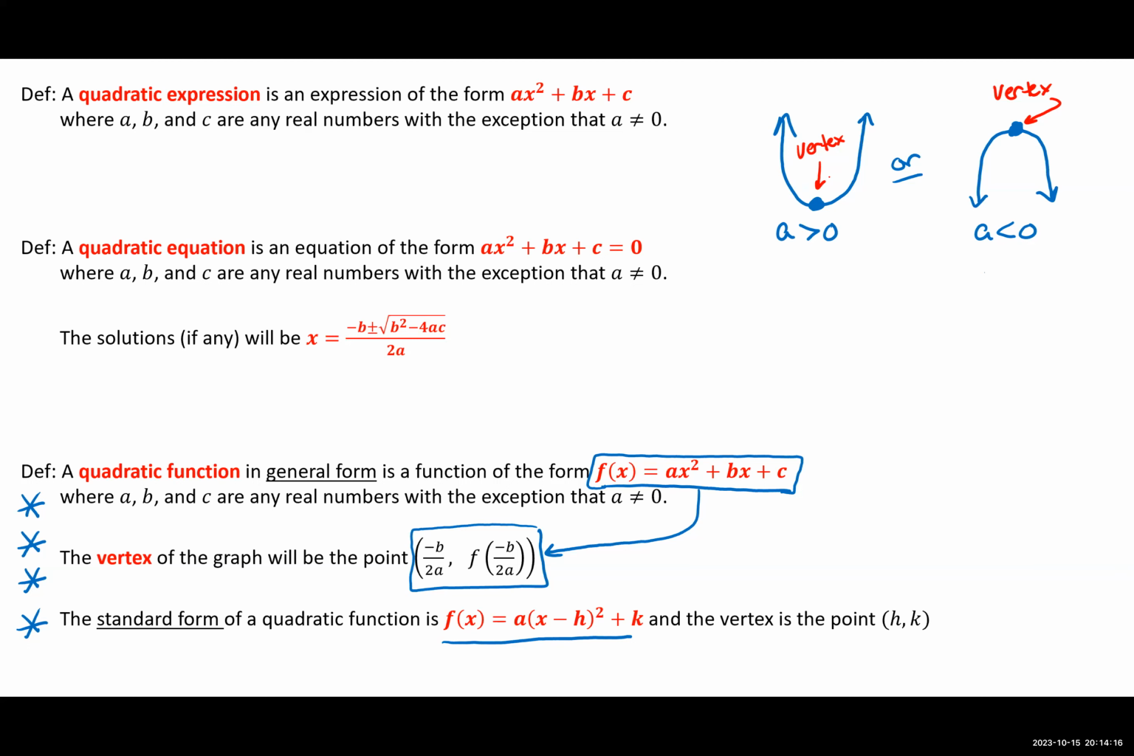So it's the point negative b over 2a for the x value. Remember, every point is an x comma y. So what this is saying is that the vertex is a point x comma y. The x value is negative b over 2a. And the y value is f of negative b over 2a. So you figure out the x value first, and then you plug that into the function to get the y value.